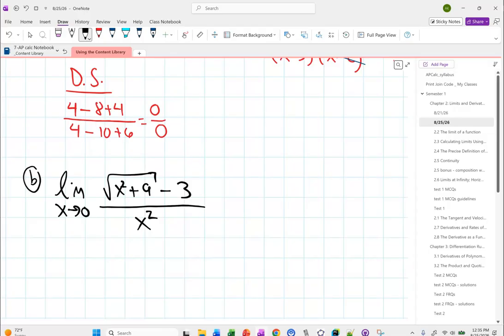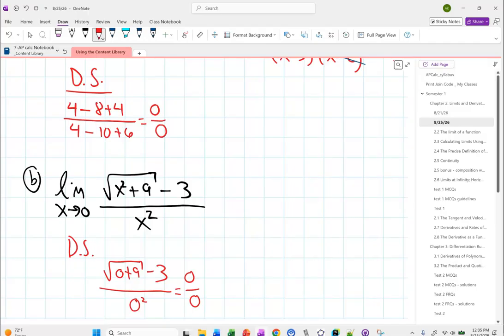So when you do the substitution, you have to put in where x is going. What are we plugging in for x? 0. So that would be 3 and 0. It's 0 over 0. We can't do it. We have some algebra to do.